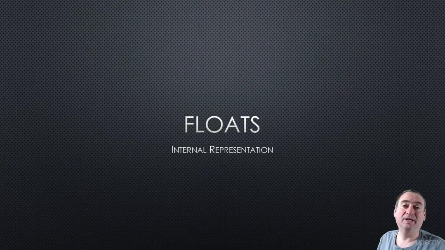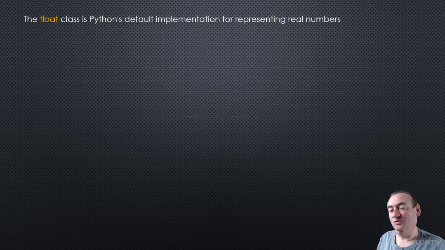We're going to start by looking at the internal representation of floats. How are real numbers, floats, actually represented in the computer? The float class is what Python uses by default for real numbers. So when you type a equals 10.5, the default class that is used by Python is called a float. Now there are other ways to represent these real numbers, and we'll look at that shortly in the decimal class.